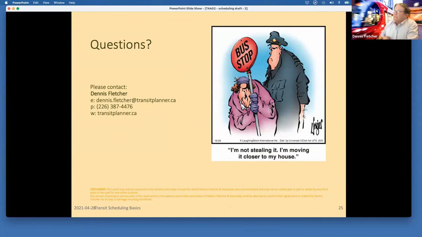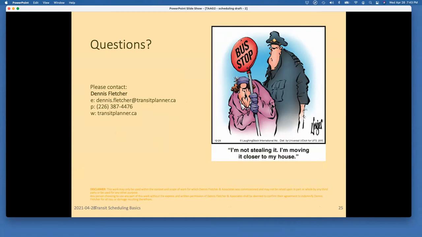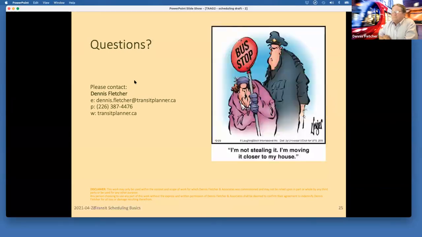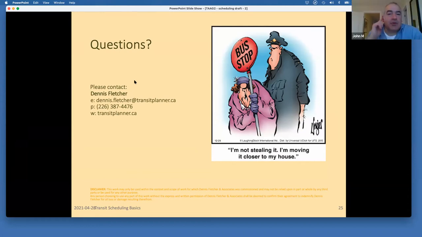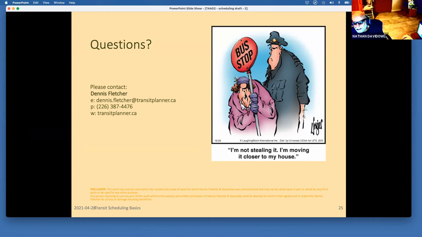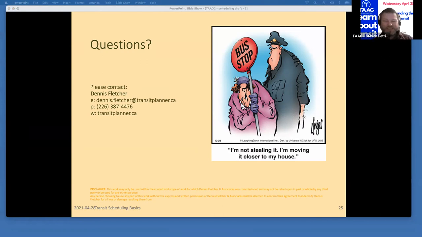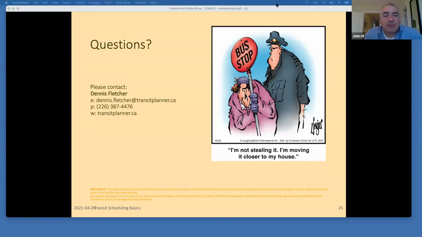This is my stop consolidation image, by the way. If you can't see the caption, it reads, the older woman is saying, I'm not stealing it. I'm moving it closer to my house. Yeah. That's great. I think, Steve, you're on mute, yeah? There we go. I love this thing. So if you have any questions, you can go ahead and ask if you want. I think Nathan has a question. Let's see, I think he's on mute. There we go.